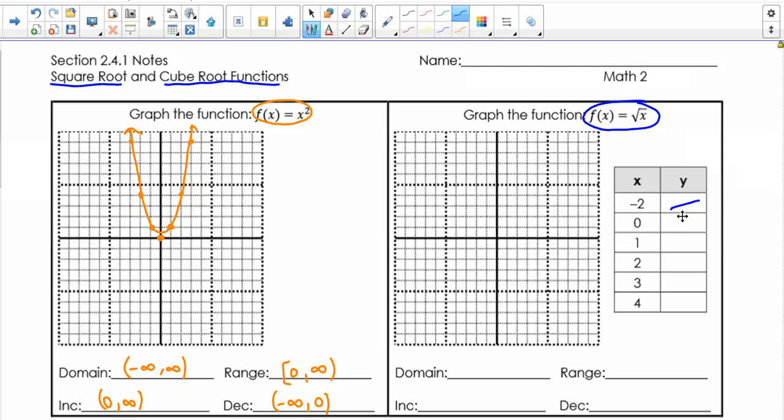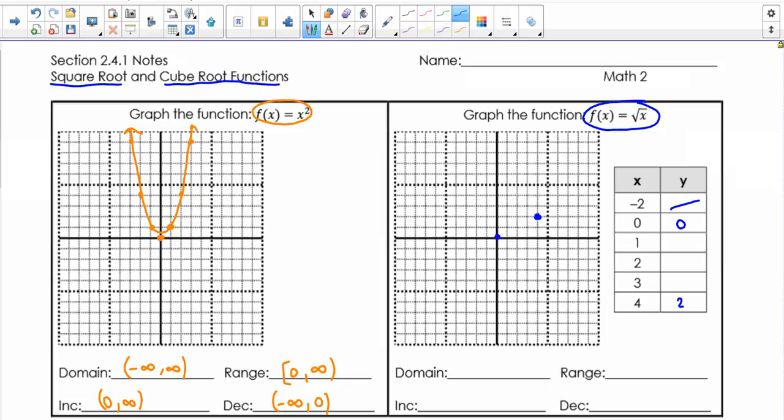We don't graph imaginaries. Whereas the square root of 0 is 0. The square root of 1 does not end up being a nice number in terms of it being a whole number, so I'm actually going to skip it. The square root of 2 is the same thing. The square root of 3 is the same thing, but the square root of 4 is 2. So we actually end up skipping these values of 1, 2, 3 so that we can plot the point 0, 0, and plot the point 4, 2.